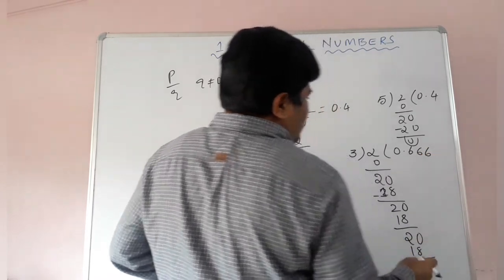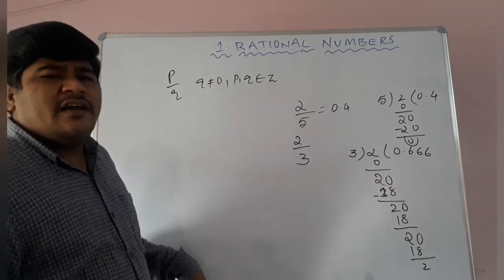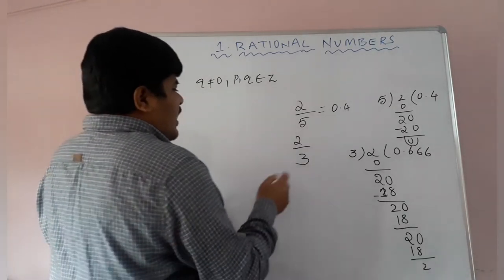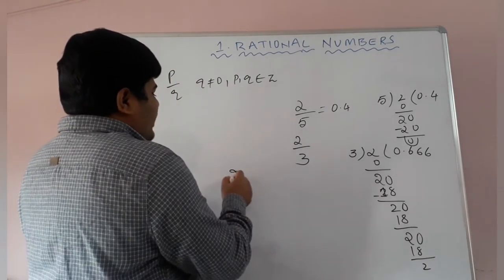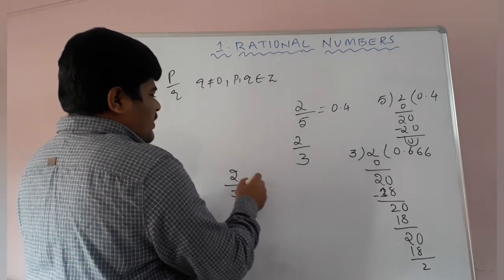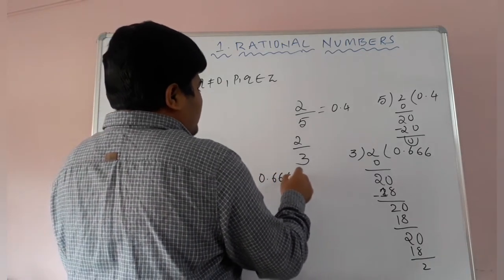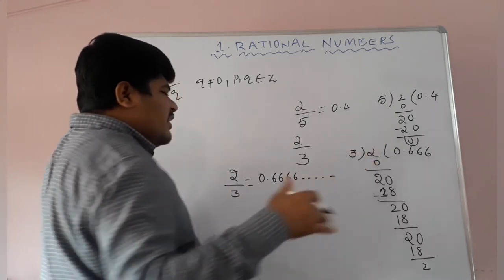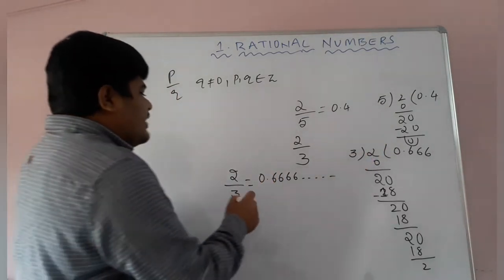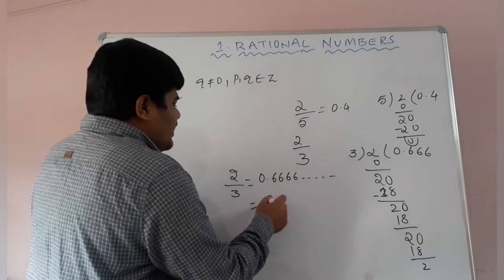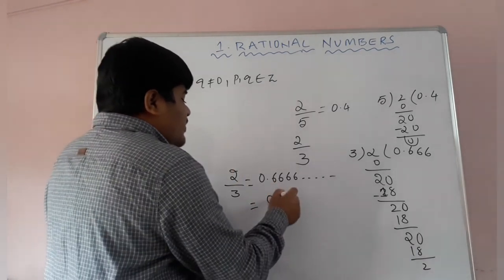Again the remainder is 2. Children, here we are not getting remainder 0, and this process goes on continuously. So we can write that the decimal form of 2 by 3 is 0.6666 and so on. Continuously we will get like this only. This is an endless process, and shortly, instead of writing 0.6666 and so on, we can write 0.6 bar.